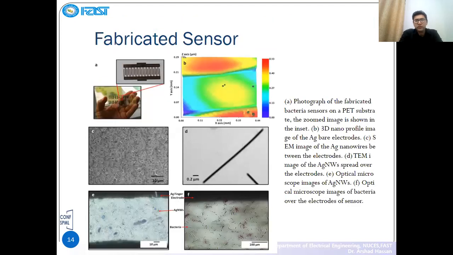So after fabrication, we characterize the sensor. On the left side in A, you can see the fabricated sensor on the PET substrate, and this is the zoomed image. In the B part, you can see the 3D nano profile of the Ag electrodes, which shows that the thickness of the electrode is 400 nanometers, and it is smoothly deposited on the PET surface. In the C part, you can see the SEM image of Ag nanowires. So the white ones are Ag nanowires, and this is the TEM image.